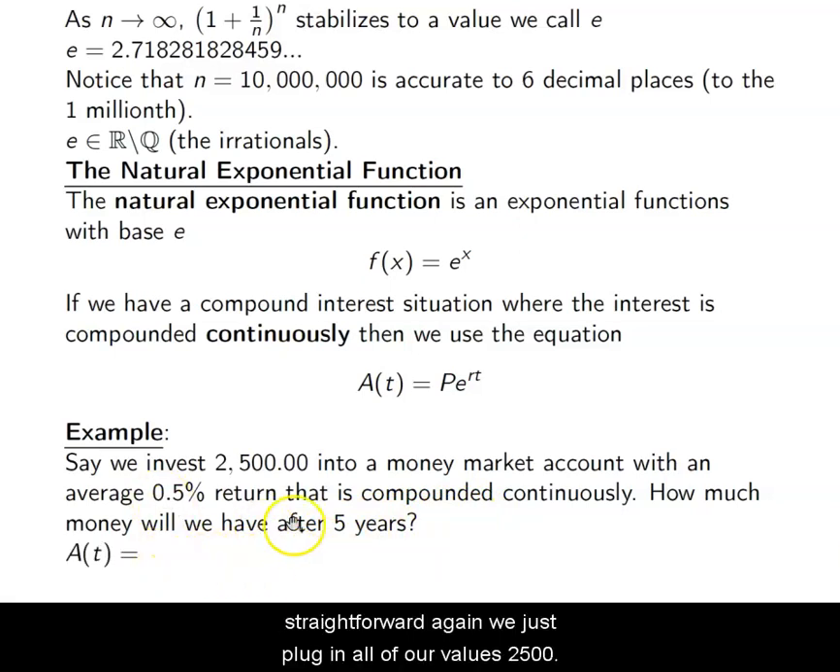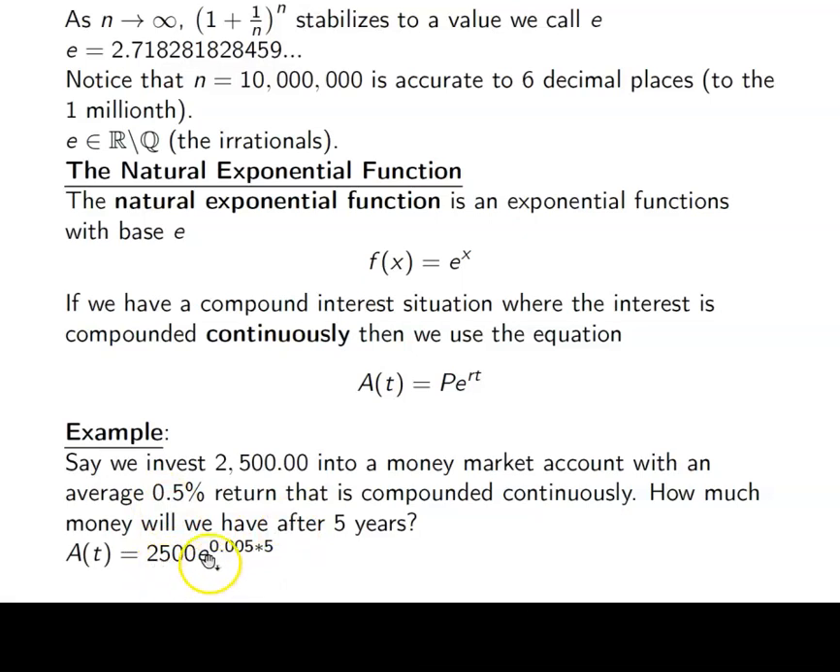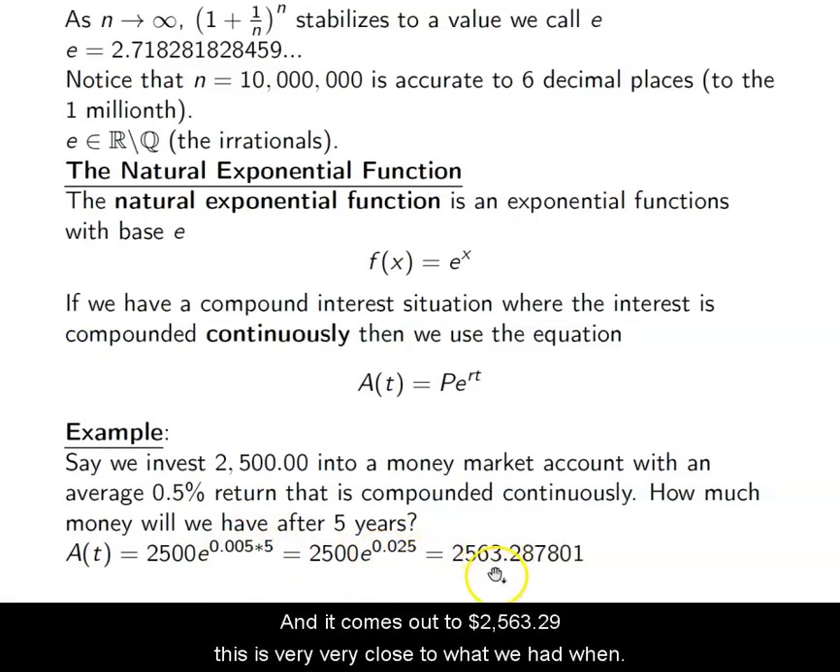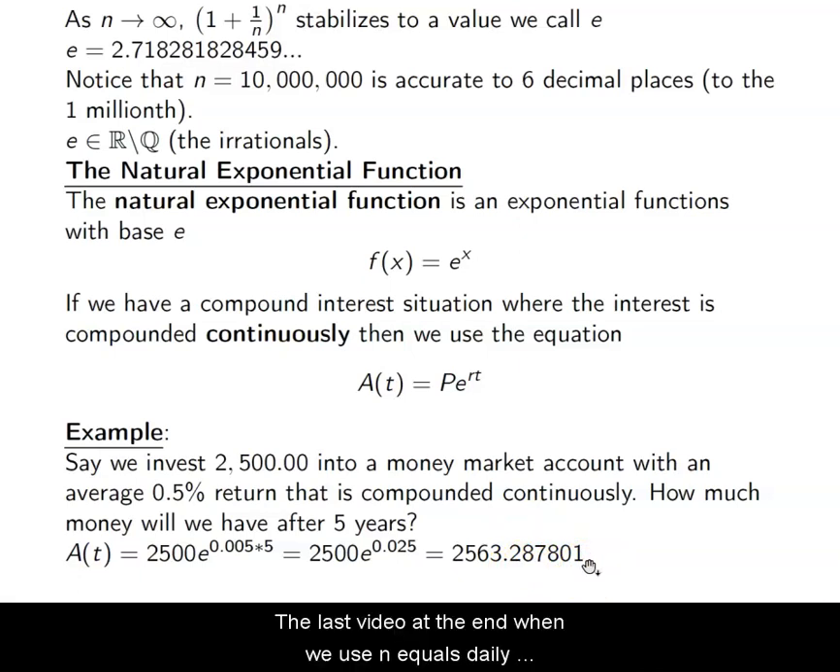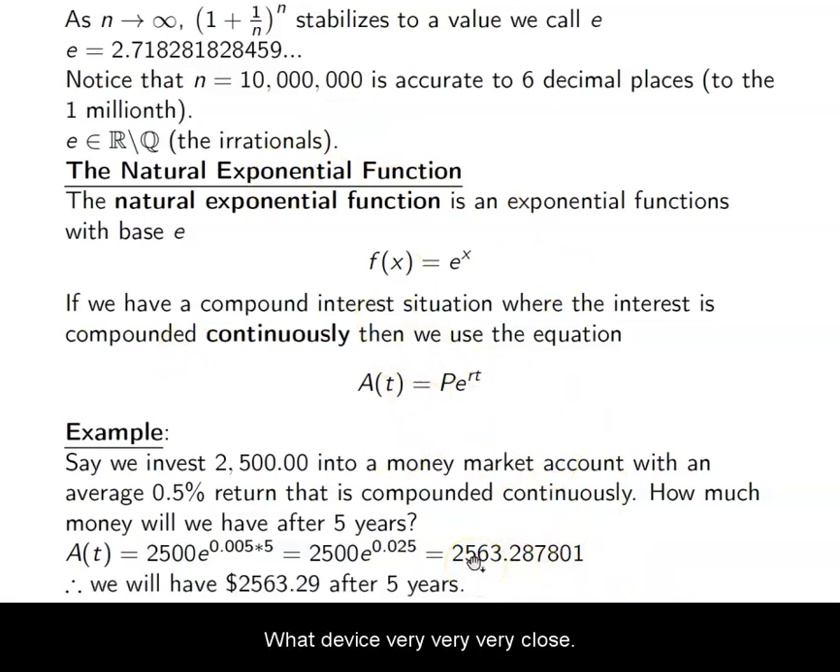So it's very straightforward. Again, we just plug in all of our values. 2,500 exponential base raised to the 0.005 times 5. Okay, so it looks like this after I do a little bit of math. And it comes out to $2,563.29. This is very, very close to what we had in our last video at the end, when we used n equals daily, right? So it's a little bit more than compounding daily, obviously, because we're compounding continuously all the time. But the value is very, very close. Okay, so after 5 years, we would have earned $63.29.